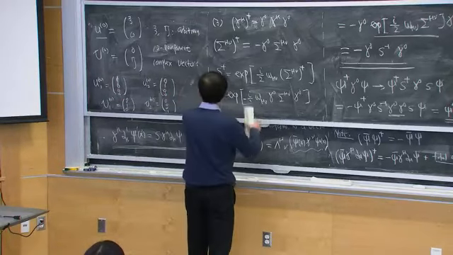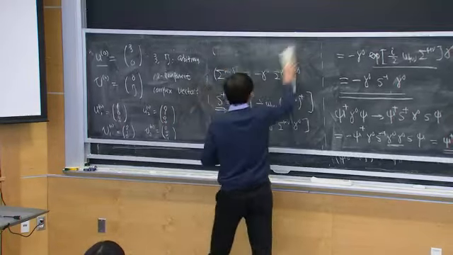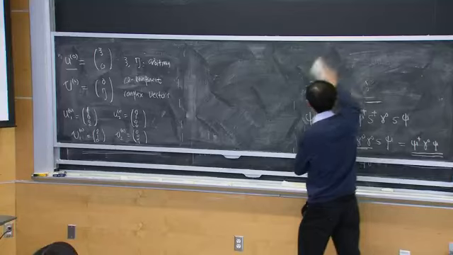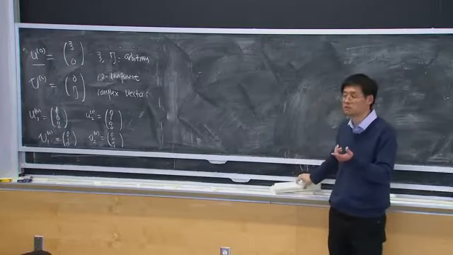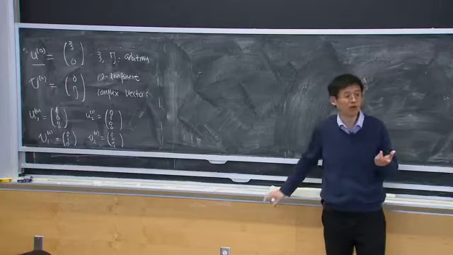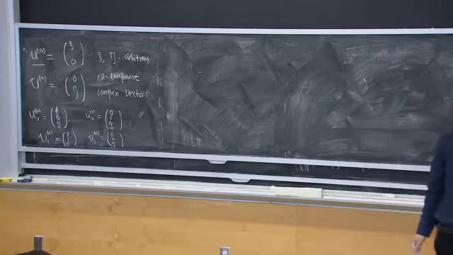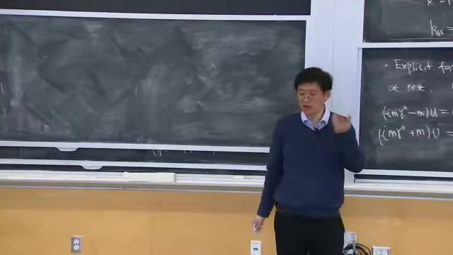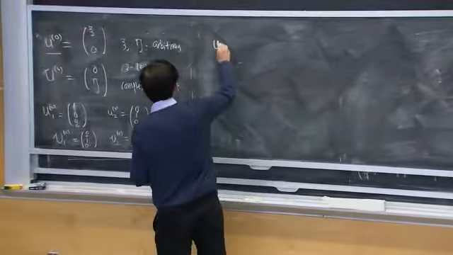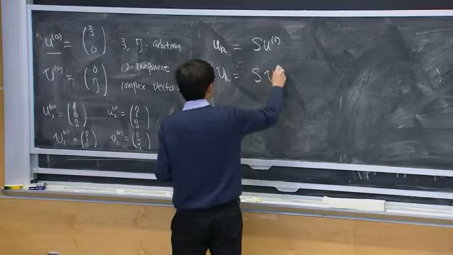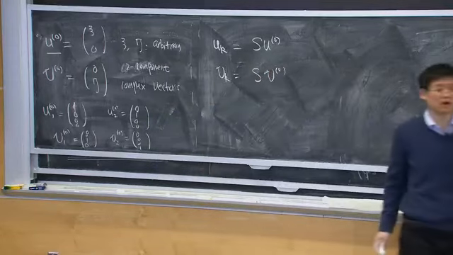And now once you have the vector at k equal to 0, for general k, what do you do? Yes, a Lorentz boost. Just do a Lorentz boost with the matrix S. For general k, you just take u_k equal to S u^0 and v_k equal to S v^0. Then you can find the behavior for general k.